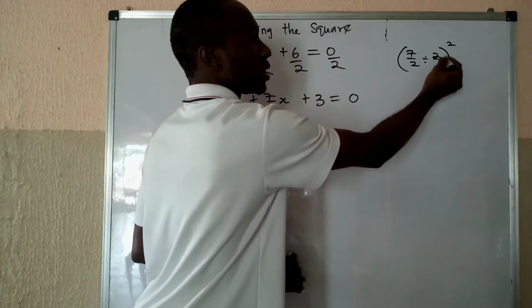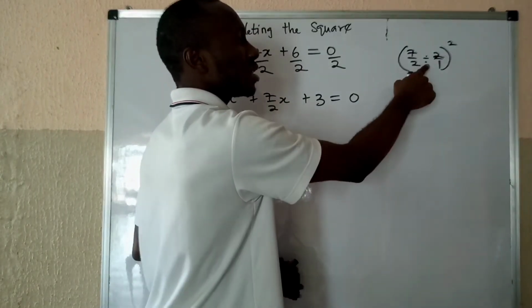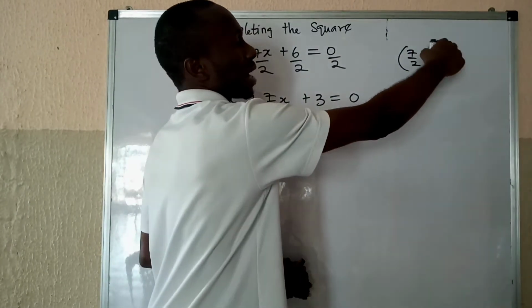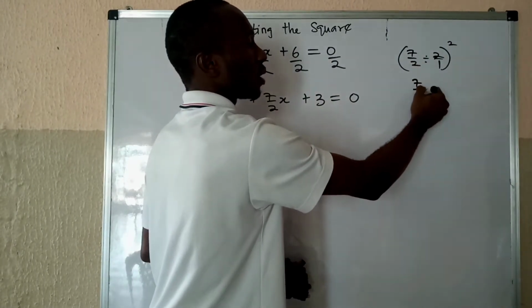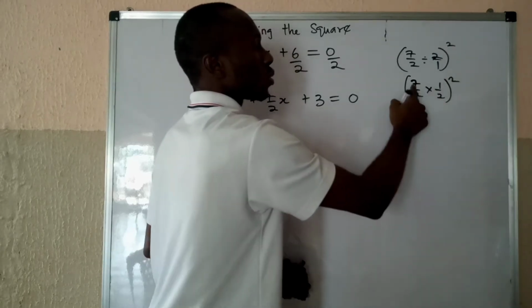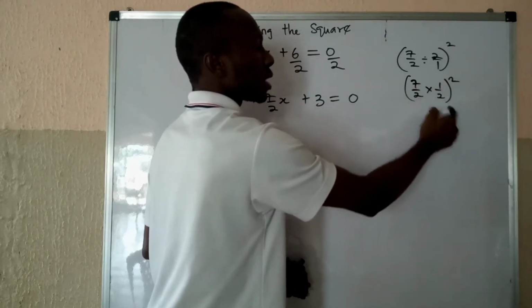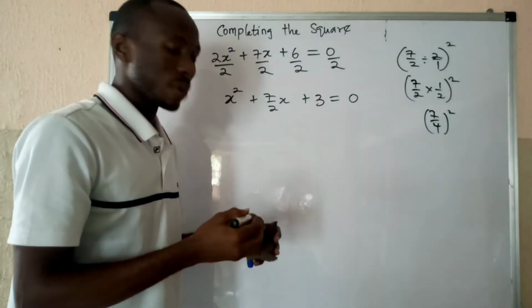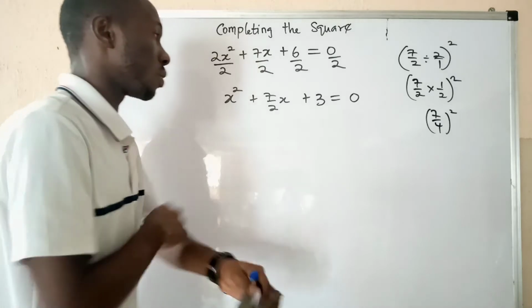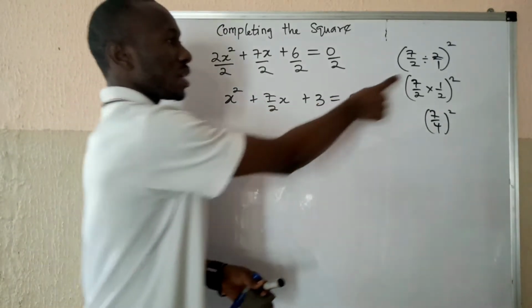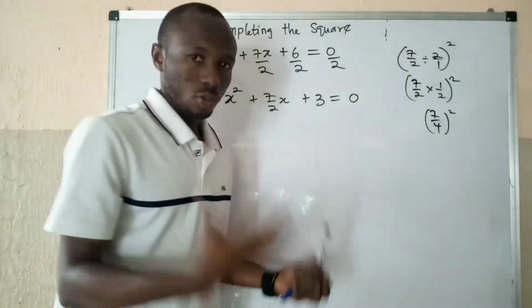Of course, 2 is the same as 2 over 1. So when I change the division sign to multiplication, I'll have these guys inverted. So I have 7 over 2 times 1 over 2, all squared. So 7 times 1 is 7, 2 times 2 is 4, all squared. So that's the second step we really need to know how to compute. You pick up the coefficient of x, you divide by 2 and you square it. So that's what to do.